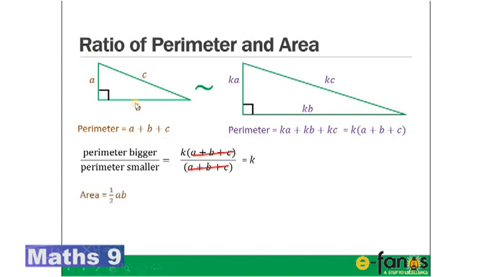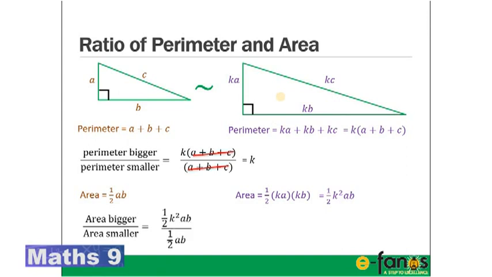The area of the small triangle is half AB, and the area of the large triangle is half times KA times KB, which is half K squared AB. So the area of the bigger triangle over the area of the smaller triangle is half K squared AB over half AB, which is K squared. So the ratio of the perimeters is K, and the ratio of the areas is K squared.